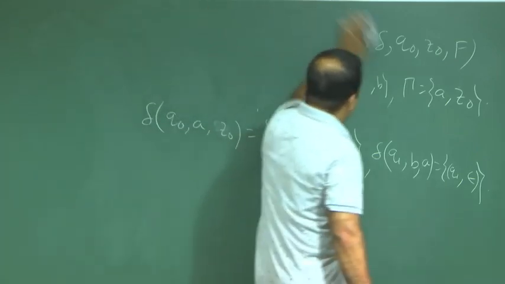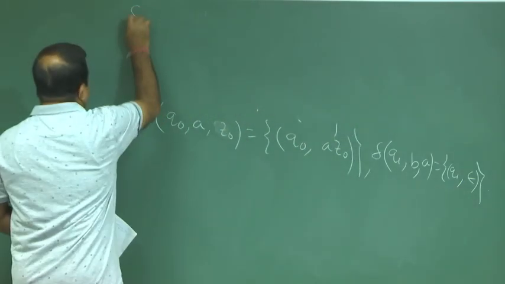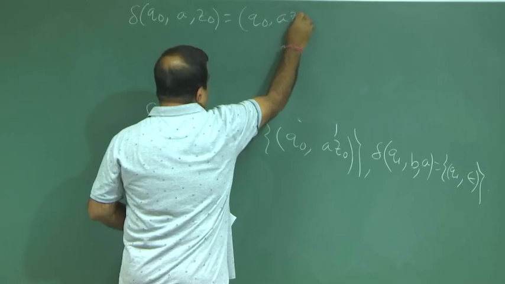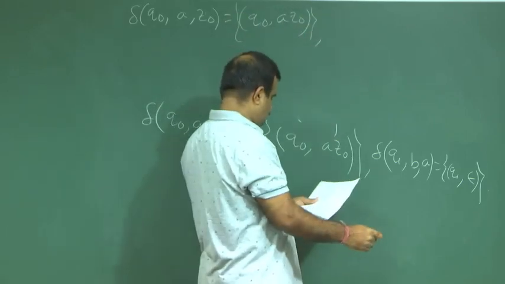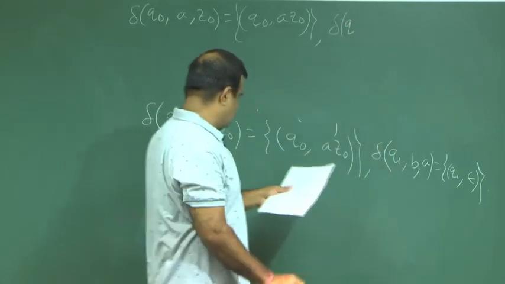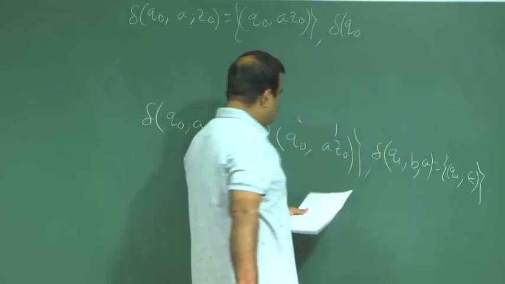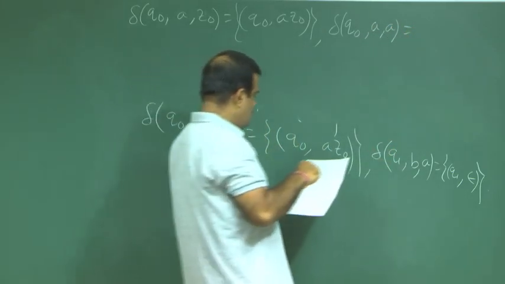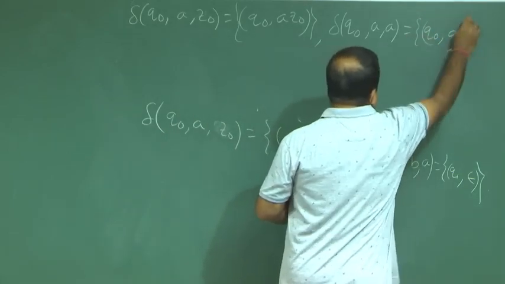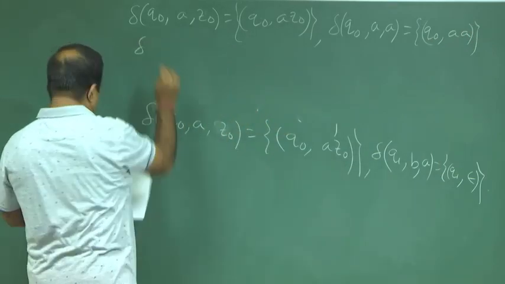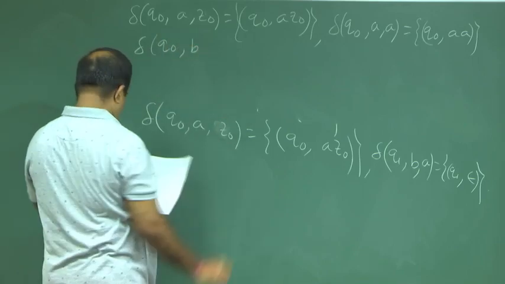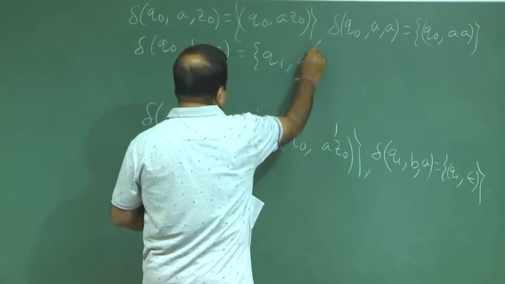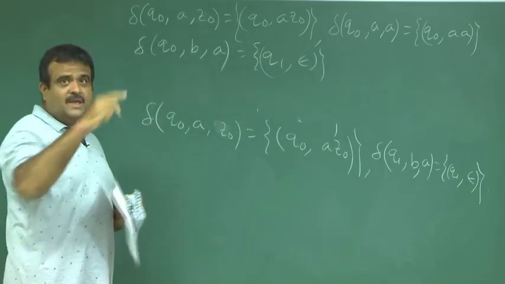Okay, so let us write the rules here, the transitions. We have transitions like this: delta of q0, a, Z0 equals q0, A Z0. Delta of q0, a, A equals q0, A A. So, we are pushing A basically. Now, delta of q0, b, A equals q1, epsilon. We erase this A, we are popping A. Pushing A, popping A.